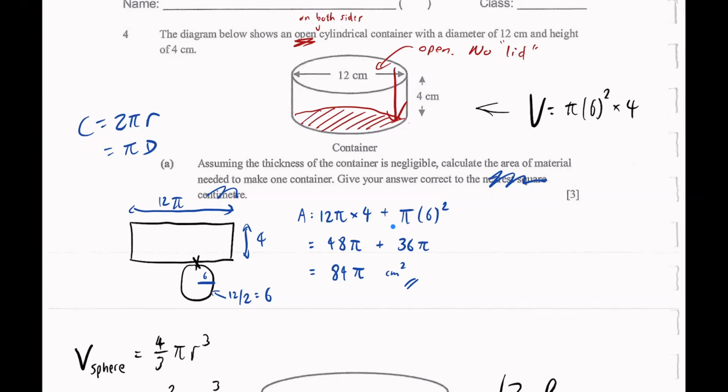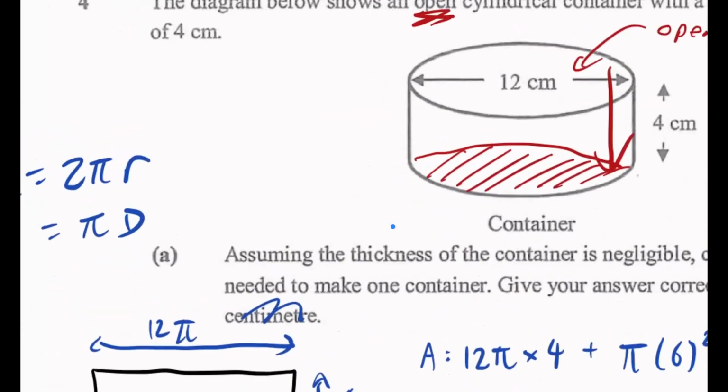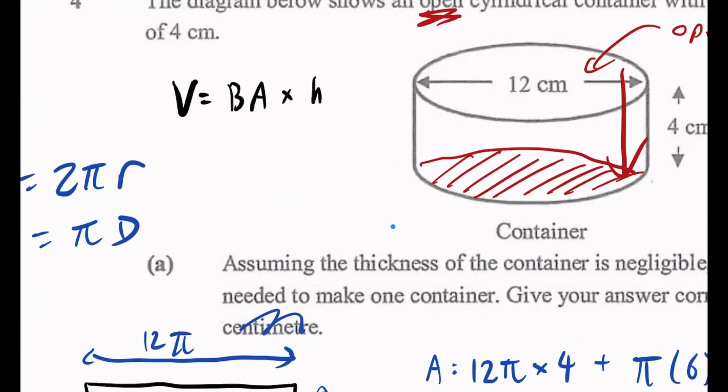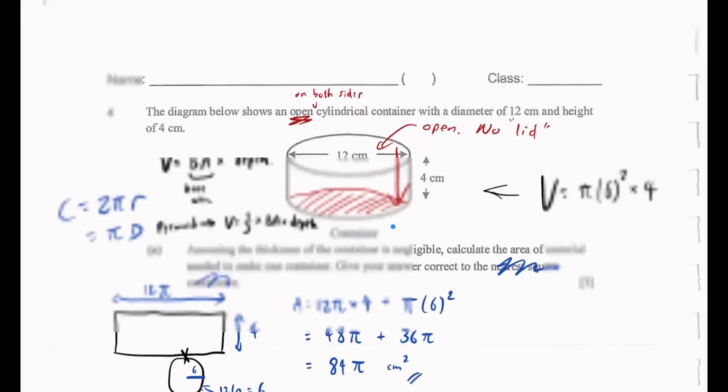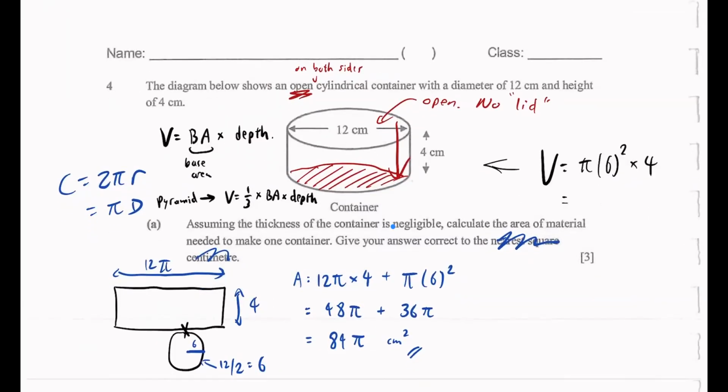So basically, for the volume of prisms, you always remember it's V equals base area times depth. BA means base area. But for a pyramid, it is a different case. You need to have an extra 1/3 times base area times height. So just simplify this. 36 times 4 is 144 pi.